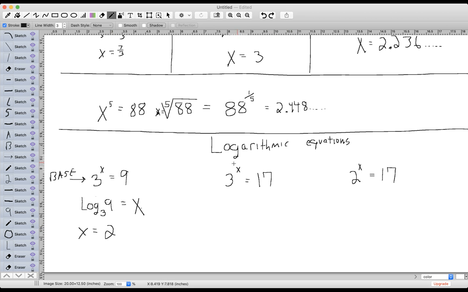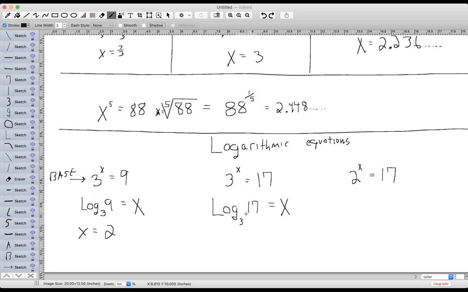So when I come over here to 3 raised to the x equals 17, if I don't know what that is, I have no clue how many times I have to multiply 3 by itself to get to 17. So what I can do is write it as a logarithm. I do a log base 3 of what I want to get, which is 17, and whatever that is going to be is the exponent I need. So the exponent is isolated as a variable x.